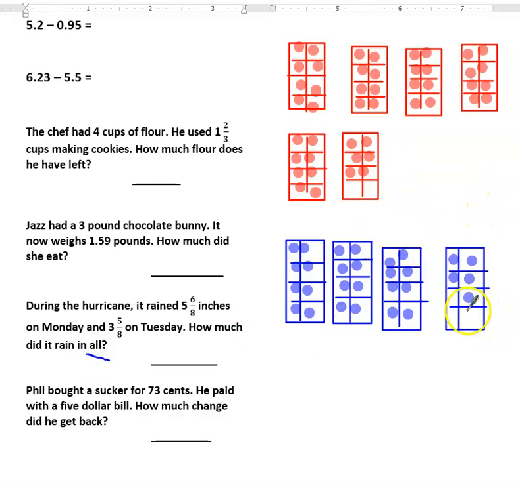So what I'm going to do is try to fill this one up. So I'm going to take this one and this one from here and fill this one up. And now it's going to be easy to count because I now have 1, 2, 3, 4, 5, 6, 7, 8, 9 whole ones. And this has 3 out of 8. So my answer would be 9 3/8.